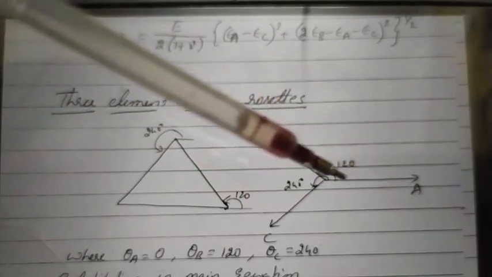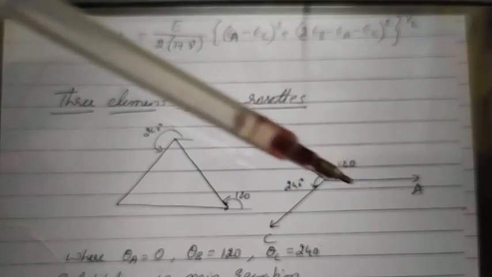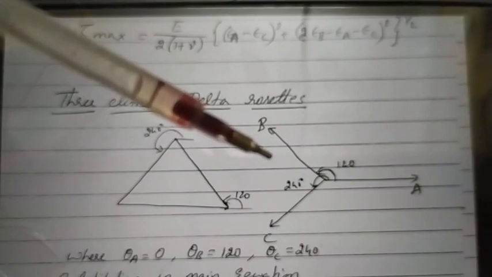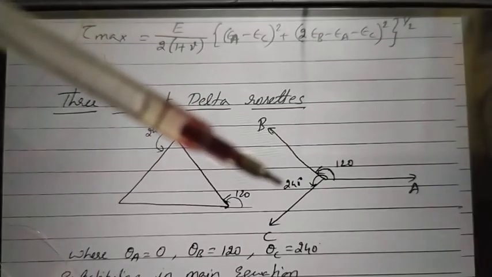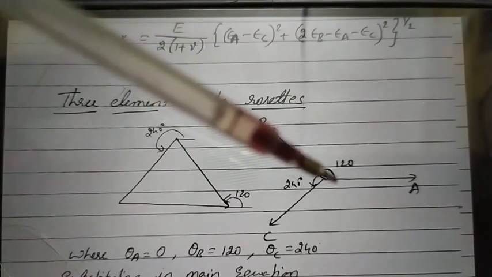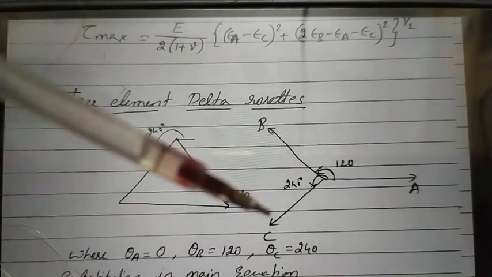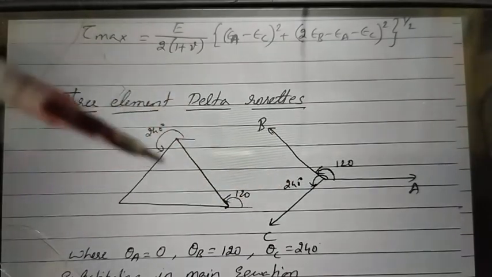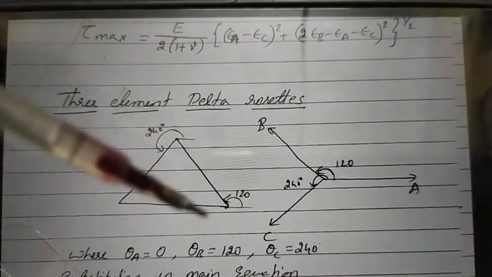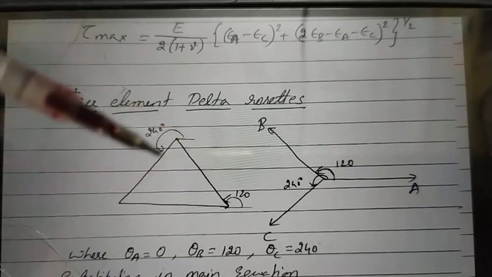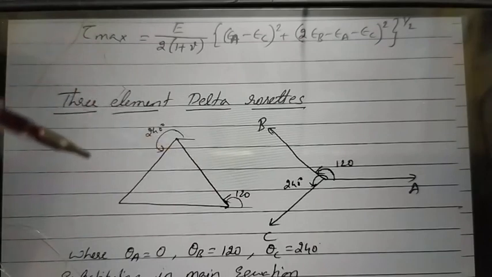In the A gauge, you are going to have one strain gauge, which makes an inclination of 0 with the x-axis. Similarly, the B gauge is going to make a 120-degree inclination. Similarly, the C gauge is going to make a 240-degree inclination. So like that, if you come to this diagram also, this is the A gauge, this is the B gauge, and this is the C gauge.